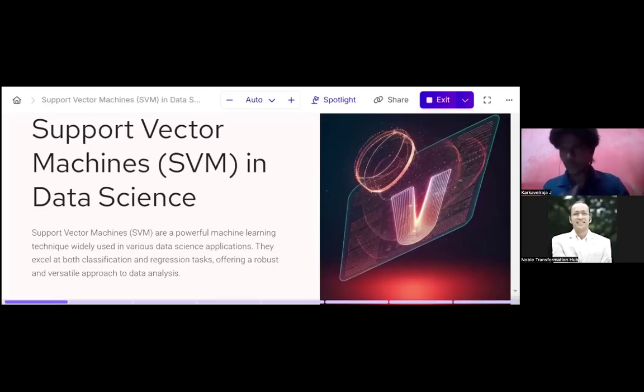So the support vector machine is one of the kinds of algorithms that we're going to discuss.